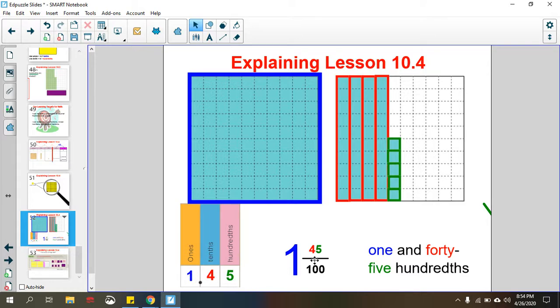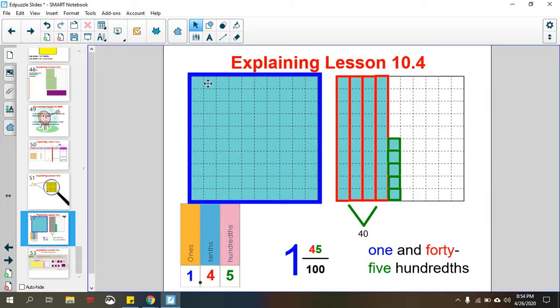Now, what I really have to think about though is those four tenths that are highlighted here in red, those really stand for 40 hundredths because inside of each of those tenths are 10 little squares, like we can see right here. There would be 10 of these little squares inside of those tenths. So really there are 40 of those little teeny tiny green squares. So we could also write this as a mixed number.